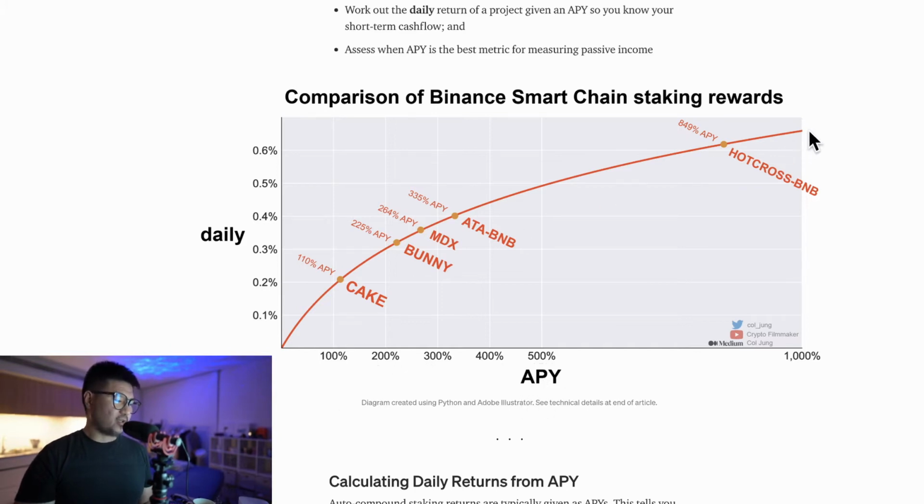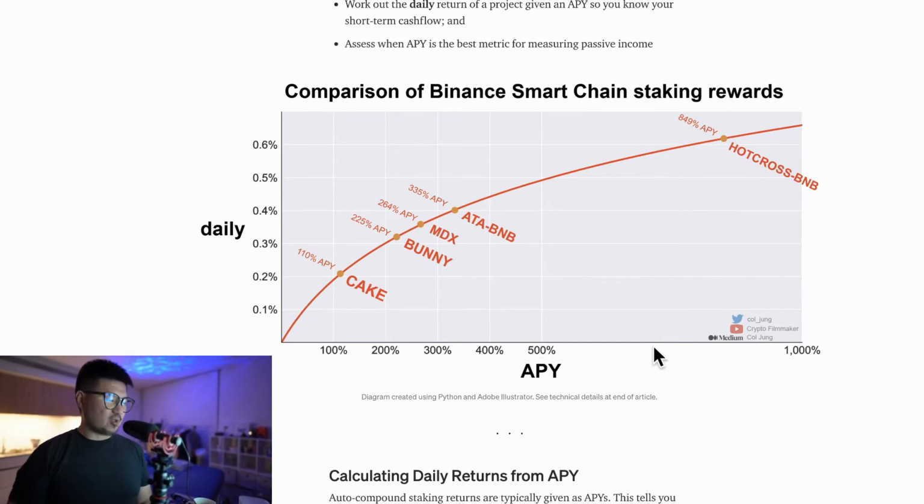And on the plot here, on the graph, I've labeled some popular staking options on the Binance Smart Chain, including Cake and Bunny, along with some of the higher risk ones. And I'm going to link down below some videos that I've done on what I believe to be some of the best staking opportunities on the Binance Smart Chain for passive income investors. So feel free to check that out.